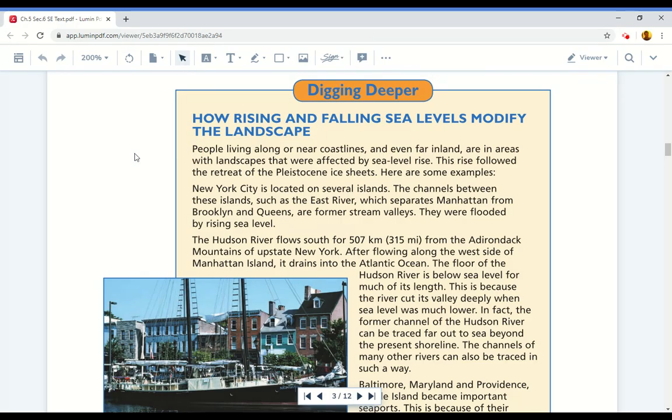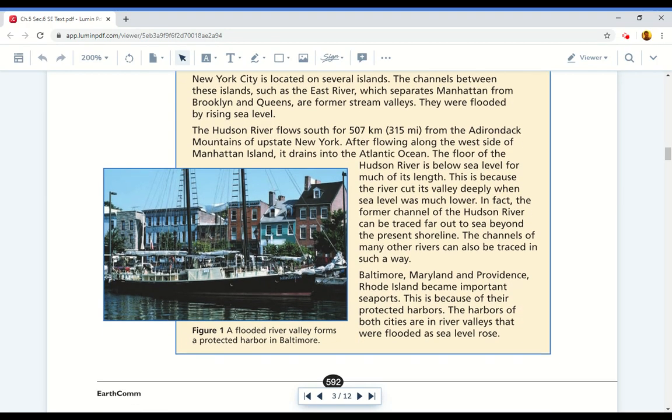People living along or near coastlines and even far inland are in areas with landscapes that were affected by sea level rise. This rise followed the retreat of the Pleistocene ice sheets. Here are some examples. New York City is located on several islands. The channels between these islands, such as the East River, which separates Manhattan from Brooklyn and Queens, are former stream valleys. They were flooded by rising sea level.